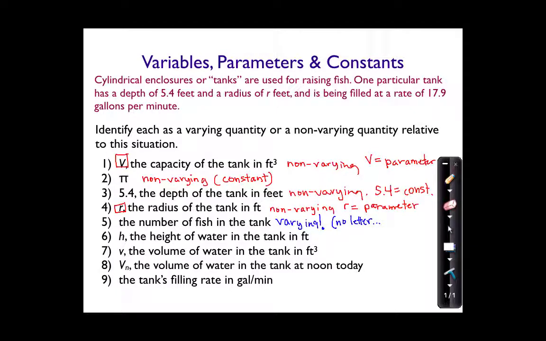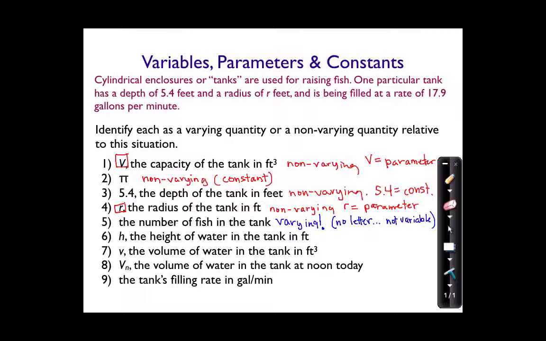So it's not a variable, but not because it's not varying, just because there's not a symbol given. But I could say, let f be the number of fish in the tank. Then f would be a variable. But this is just the description of a variable, a varying quantity that's described. I just don't have a symbol for it.